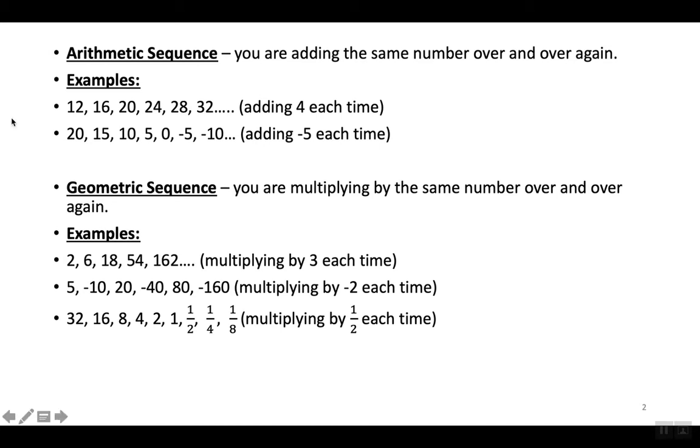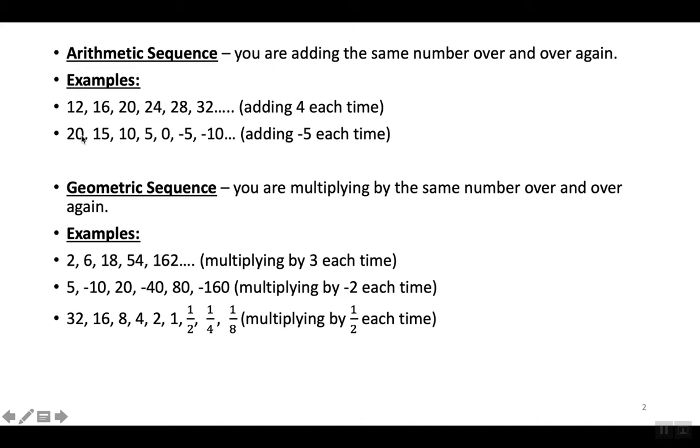Okay, now I put two examples here. In the first one, you're starting with number 12 and the sequence is going 12, 16, 20, 24, 28, 32. In that sequence, you're adding 4 to each number.